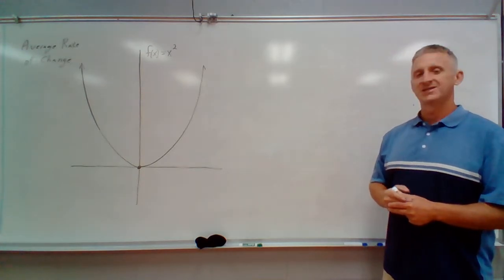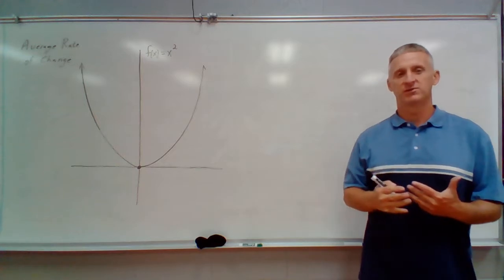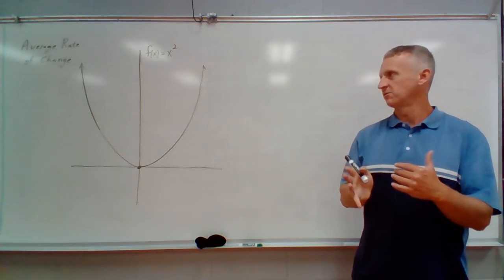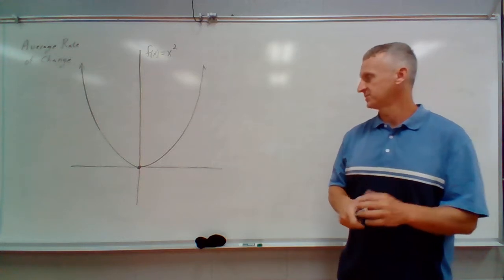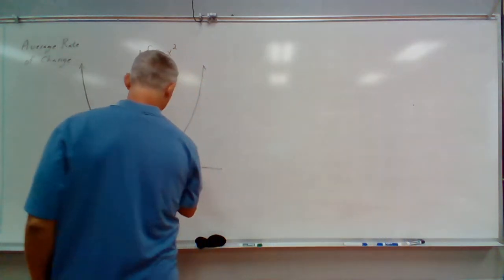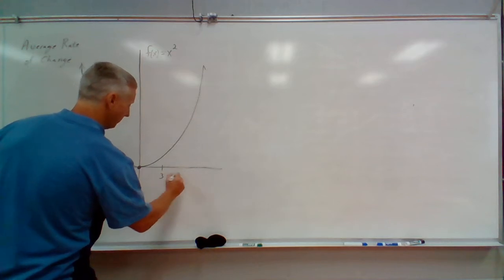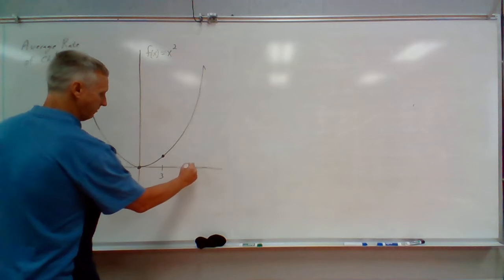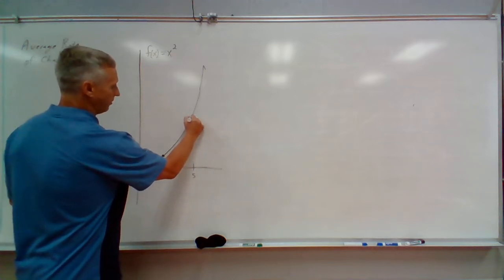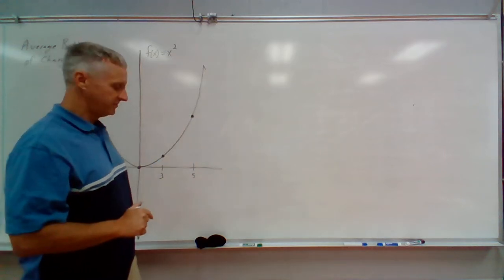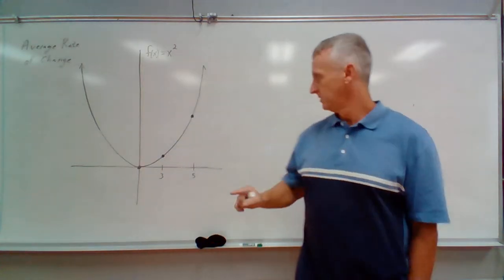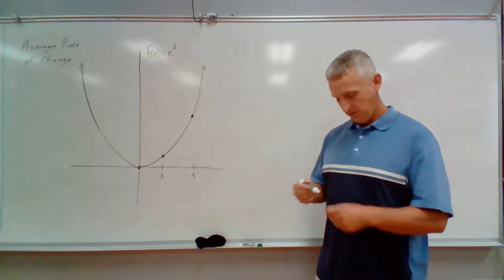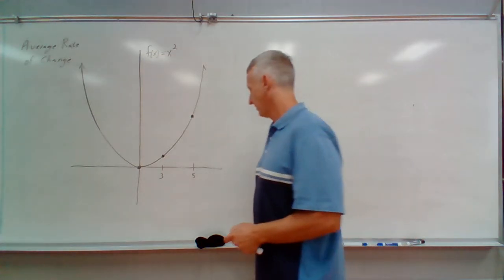So how are we going to measure the slope of this curve if it's different at different points? Okay, so to do that, we're going to use something called average rate of change. We're going to estimate the slope of the curve over different intervals. So for example, we're going to find an average measurement of the slope of the curve over this interval, from 3 to 5.